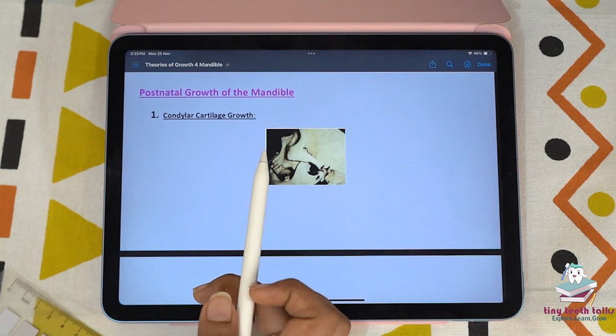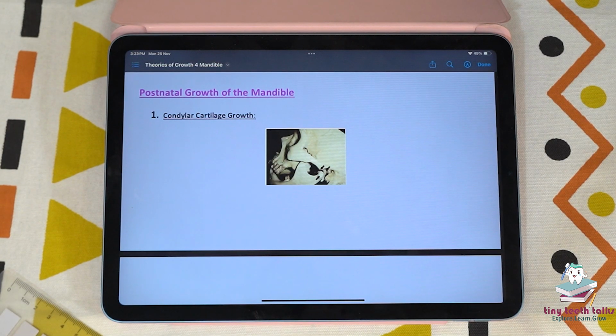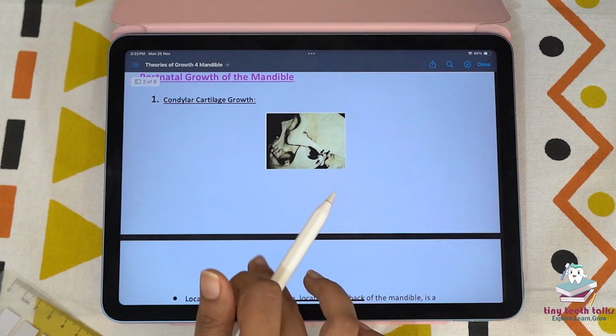Coming to the postnatal growth of the mandible. The mandible is the most diverse bone in the human craniofacial structure as it is made up of many small individual bones which on their own are mini skeletal units. The postnatal growth of the mandible is best understood if the development of all parts of the mandible is undertaken individually. So first, condylar cartilage growth.